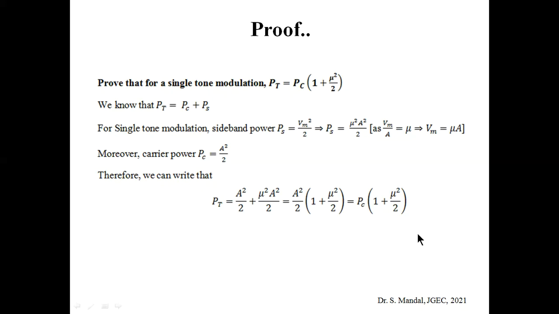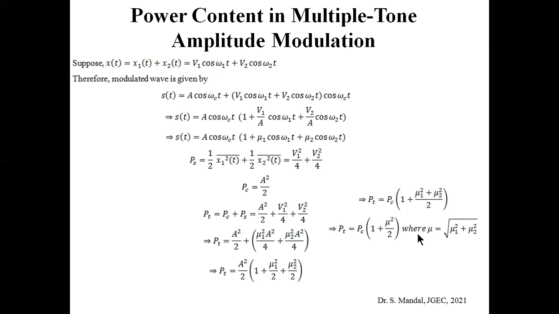Simple. And sometimes a numerical problem is also given from this equation. Suppose for a particular problem, the equations for the message signal and carrier signal have been provided, and we want to find Pt. In that scenario, we should calculate Pc from the A square by 2 equation, find mu to calculate the corresponding modulation index, and after that just substitute those values in this equation and you get the total power. Clear? Now the next part, power content in multiple tone amplitude modulation.